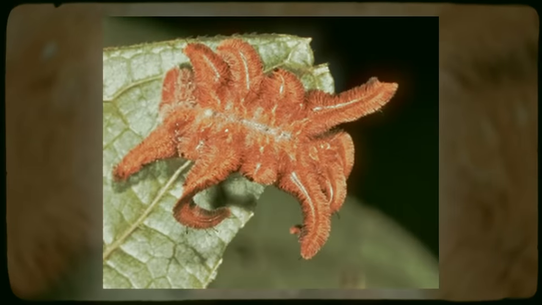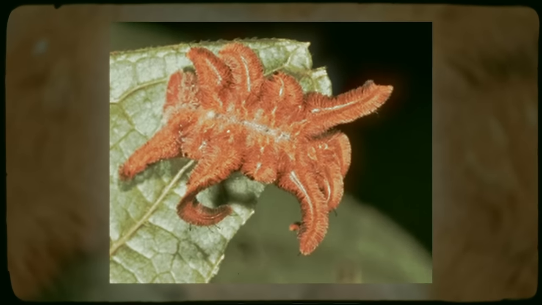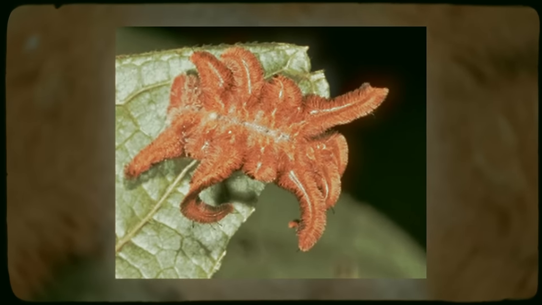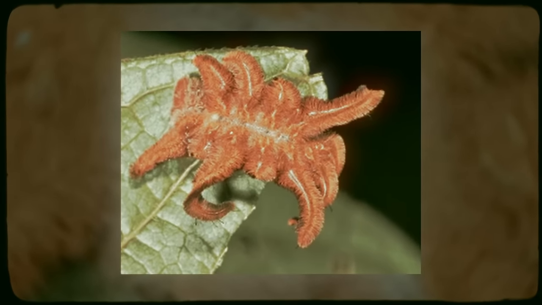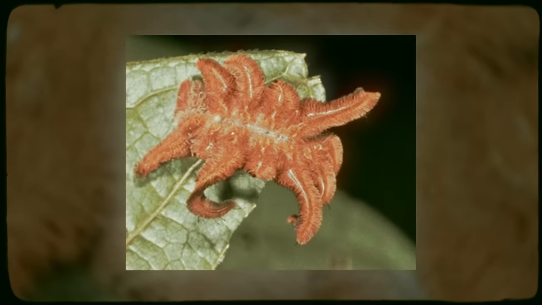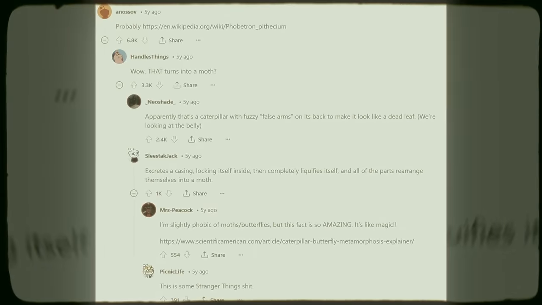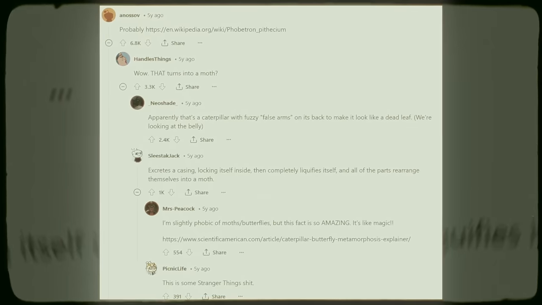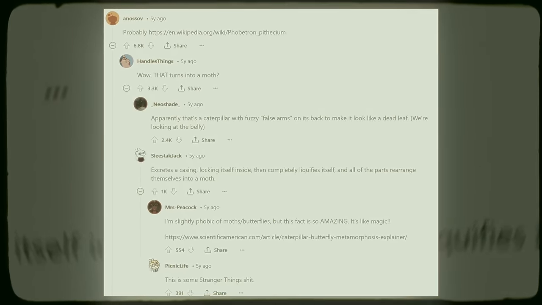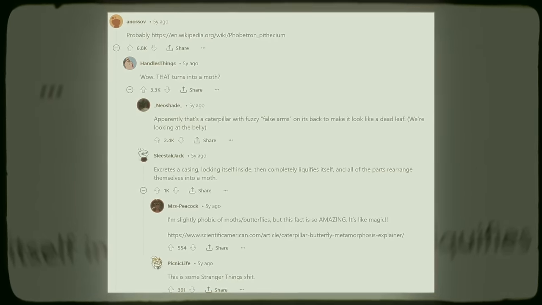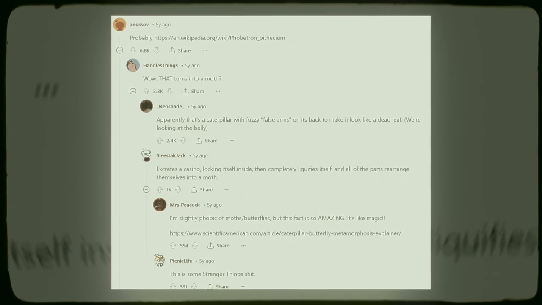Another user also explained that the larva excretes a casing and locks itself inside. It'll then liquefy itself while all the parts of the body are rearranged, ultimately resulting in a moth. Picnic Life expressed that this reminded them of something out of the popular Netflix show Stranger Things, while Ridwall 21 said the scariest larvae are moths.